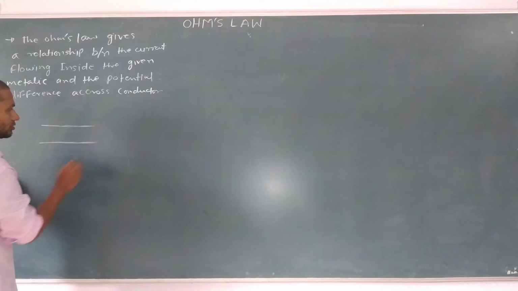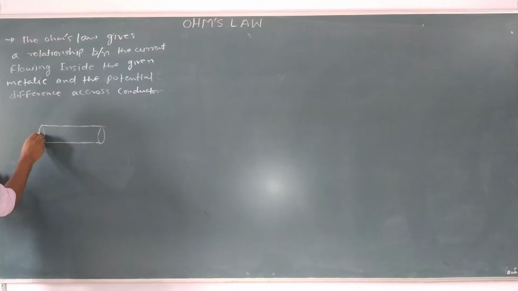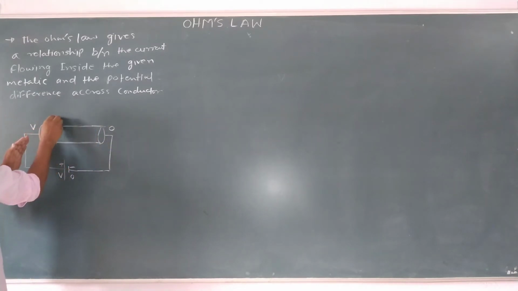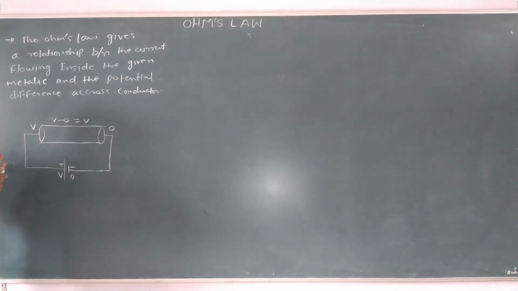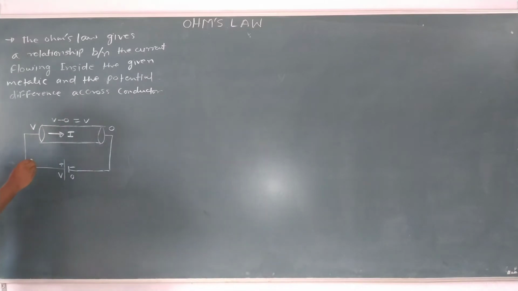Suppose this is a metallic wire, and the metallic wire is connected with a cell having a potential difference of V volt. This one is the higher potential, that is V, and this one is the lower potential terminal, that is 0. So the difference of potential means V minus 0, that is equal to V. And inside the conductor there is a current which is flowing, that is I, and the temperature of the wire is fixed.